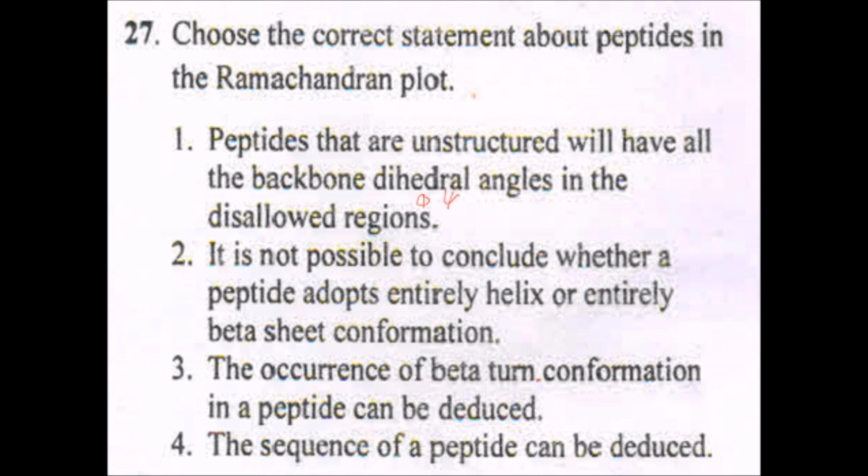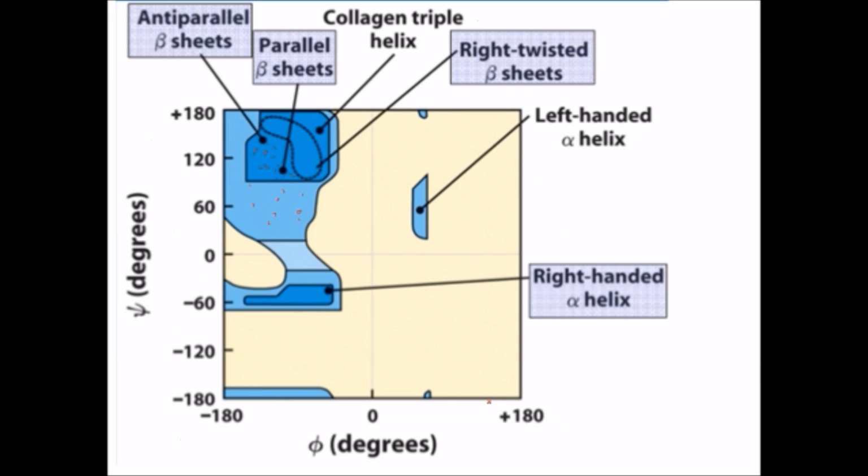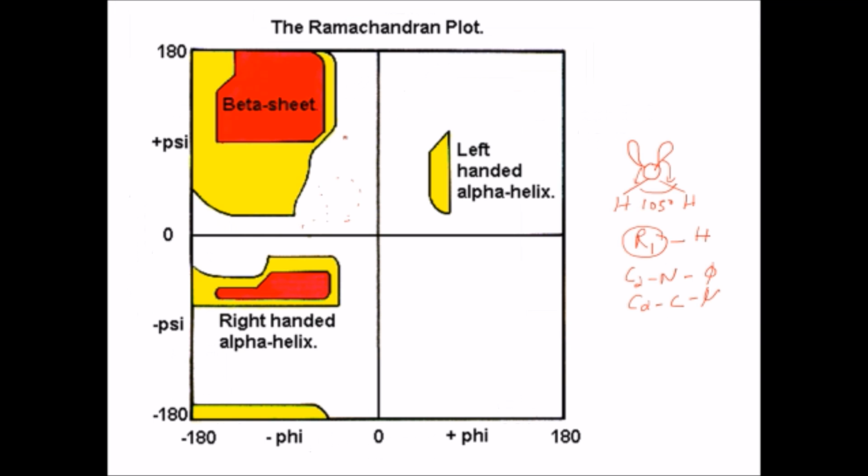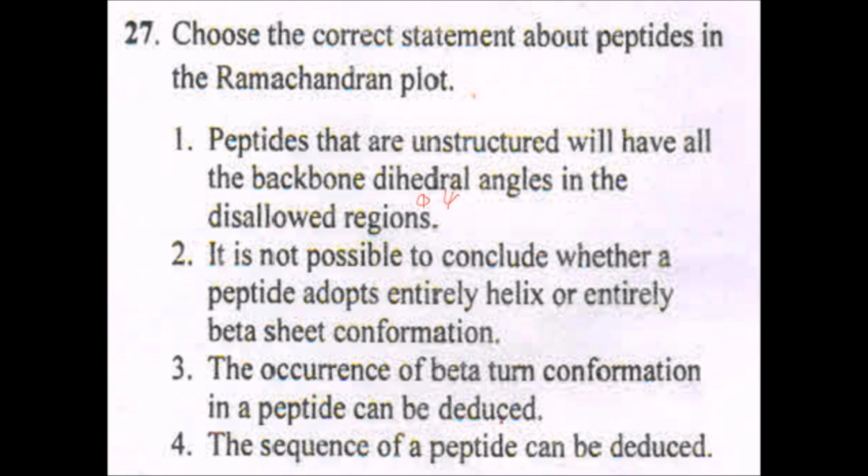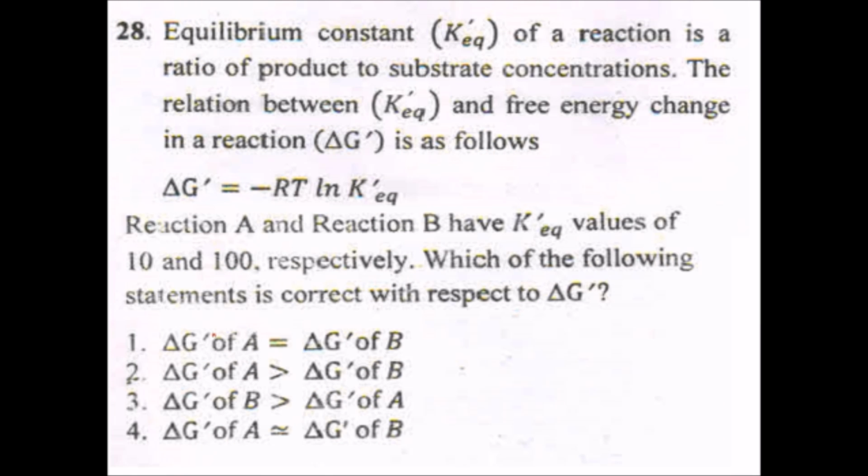Third, the occurrence of beta turn conformation in a peptide can be deduced. This is true because in the figure I have shown you how in different regions the beta sheet is there, and even in the beta sheet region how different structures of the beta sheet can be deduced from the Ramachandran plot. The last is that the sequence of the peptide can be deduced. It is not so. We can deduce the structure of a peptide, not the sequence. So the answer will be 3. I think you will be satisfied. Now move to the next question.